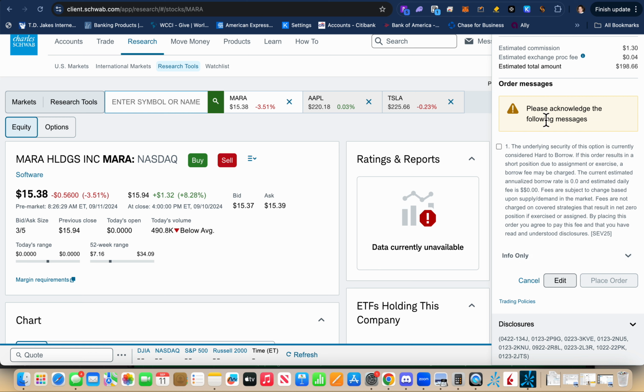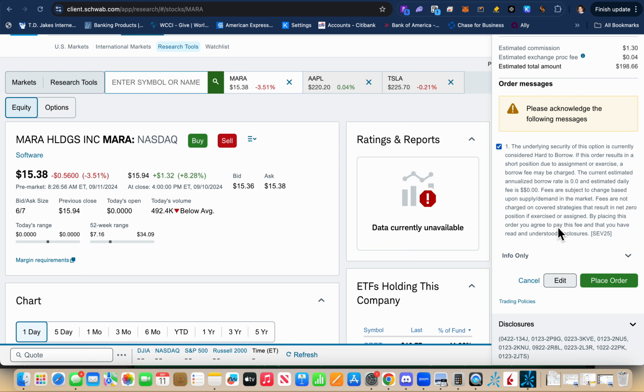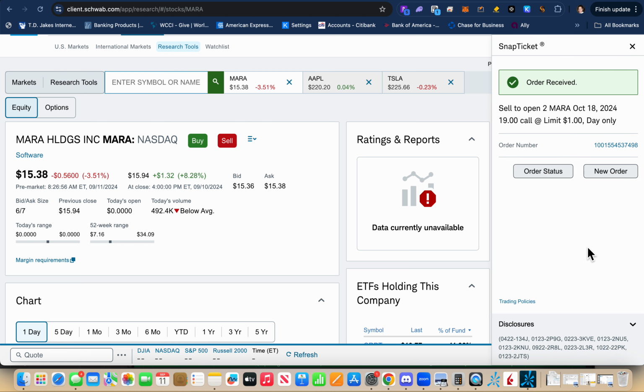And that's pretty much it. In this case, they give you a warning about the underlying equity. I'm okay with this, and we select place order. And that's it. You get the order confirmation. Sell to open 2 contracts of MAR, expiration of October 18th, minimum price of $19 per share at a limit premium of $1.